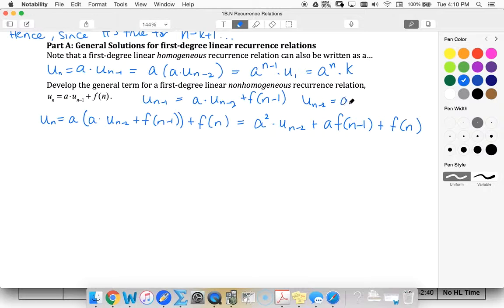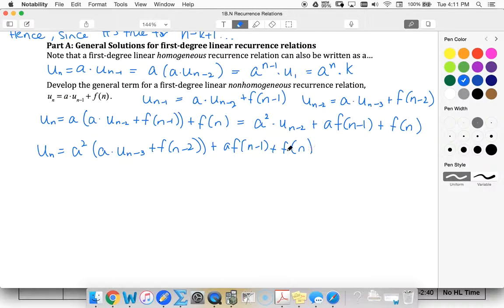I could do the same thing, u sub n minus 2. I know that's going to be equal to a times u sub n minus 3 plus f of n minus 2. Substituting it again, I could say u sub n is a cubed times u sub n minus 3 plus a squared f of n minus 2 plus a f of n minus 1 plus f of n. And this is allowing me to see a pattern here. So I've got a cubed u sub n minus 3. Again, that's my geometric sequence, plus a squared f of n minus 2, a f of n minus 1, plus f of n.